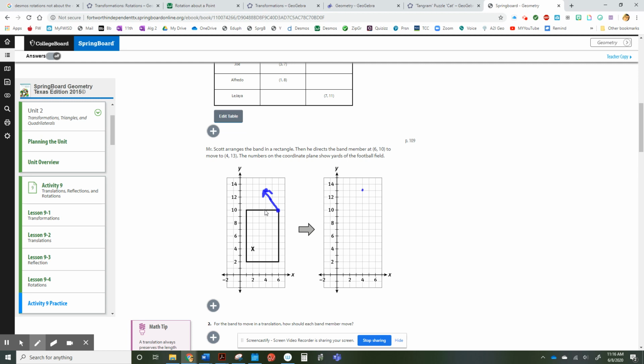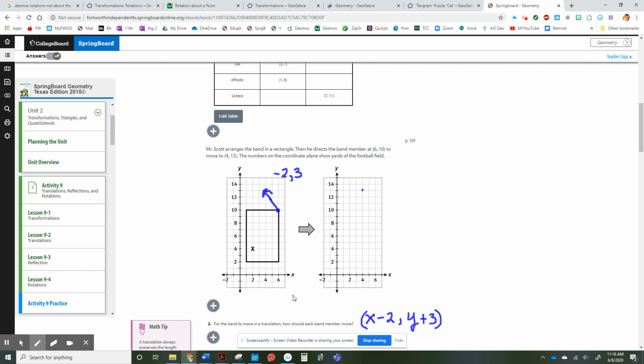And that would be to the left 2, so it would be a -2. And then it would be 1, 2, 3, up 3. It says, for the band to move, how should each band member move? So we would say (x minus 2, y plus 3). That's what we would say.